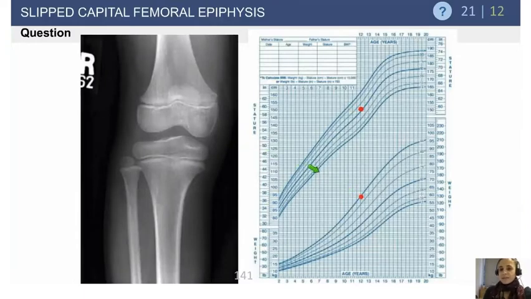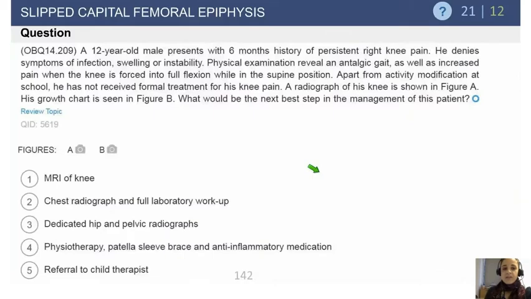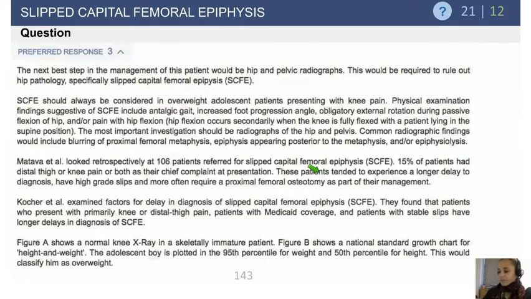Immediately, hopefully your spidey sense is going up and you're thinking that this is someone that we need to look at closer, and hopefully we want to look at their hip and pelvic radiographs, which is the preferred response. So it's really important in any overweight adolescent patient with knee pain who has normal knee images to consider their hip. And that's what this question is getting at.